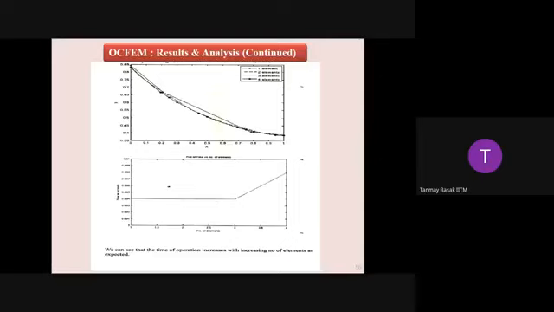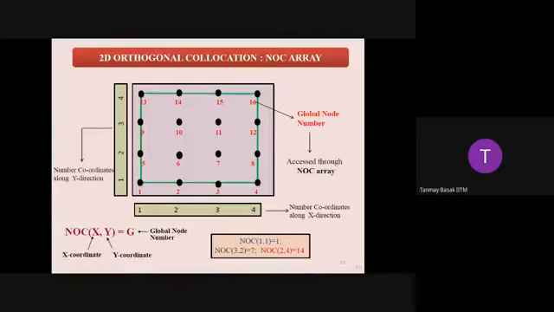So this is the time of operation. This is the number of elements, and we have the time of operation. That is the way we can see the CPU time and other details for the 1D OCFE.